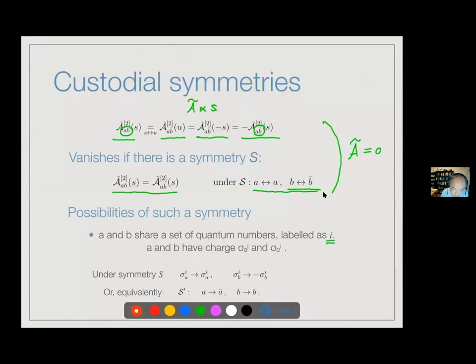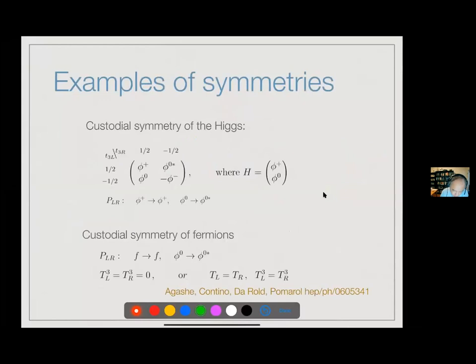Alternatively, you can have another implementation of this symmetry by, instead of switching B, switching A. Okay, so these are some familiar examples of the implementation of such a symmetry, right? So this is the Higgs doublet. Its quantum numbers under SU(2)_L and SU(2)_R. You can impose a symmetry which is switching, the symmetry we mentioned on the previous page, that can be implemented by imposing a parity that goes from phi plus to phi plus and phi zero to its conjugate.